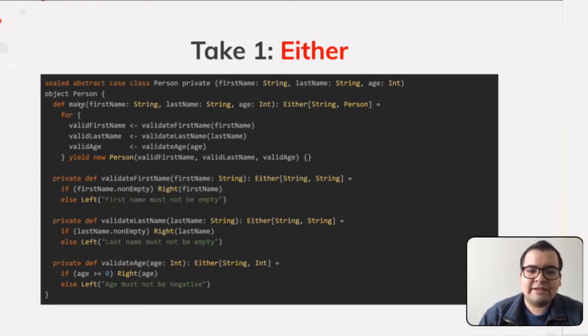And here we have a smart constructor, make, that will take the 3 fields required to build a Person, validate them, and finally return a valid Person if all these fields are valid, or it will return a String error message in the other case.